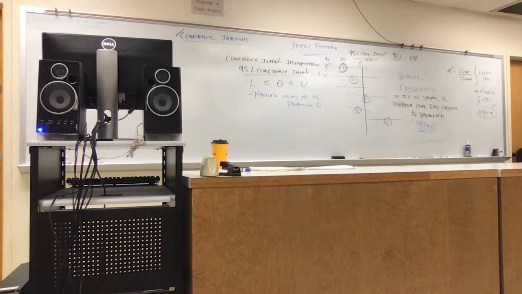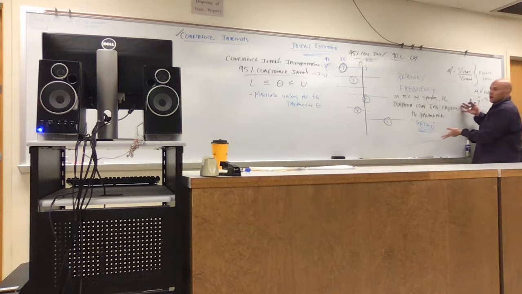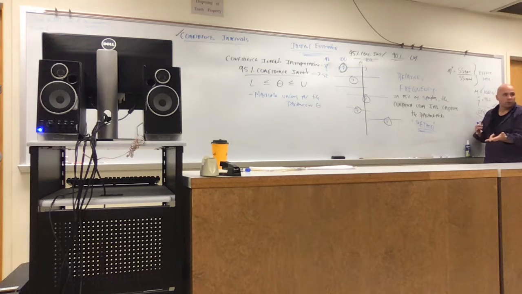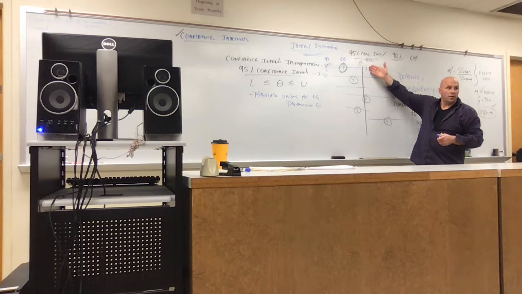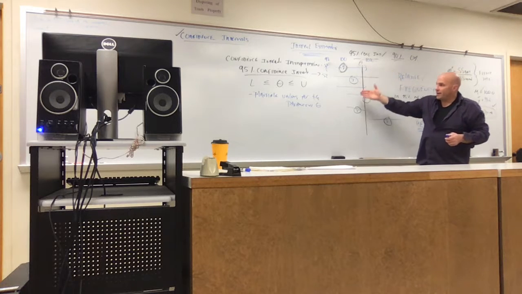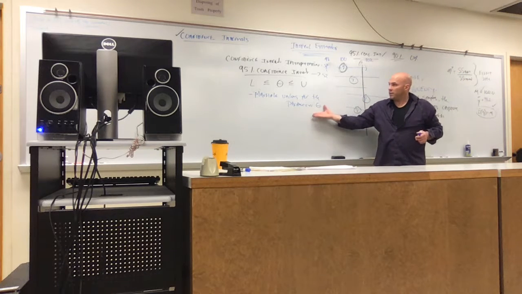Are you going to go to here? Or are you going to say, well, how does this help us, right? How does this help us? In 95% of samples, the computed confidence interval captures the parameter. Do you care about 95% of samples? No, what do you care about? You care about what your sample did. So we can go back to this. Does this help us? Plausible values for the parameter.